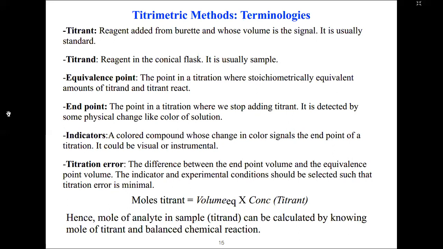So you are basically adding the reagent from the burette, and when the reagent from the burette starts to react with the reagent in the conical flask, there will be some color change. You must be aware of the color change that you are looking for. Whenever you see the desired color change, you stop the reaction. That is the end point, and the color change is obtained from the indicator. We'll be discussing the indicator in detail in later sections.